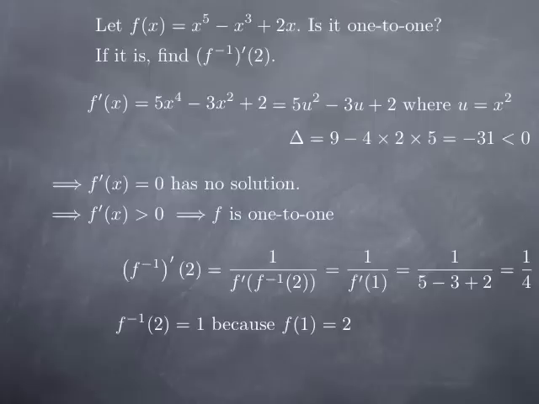But we've already calculated the derivative of f to be 5x to the fourth minus 3x squared plus 2. So I plug x equal 1 in this. I get 5 minus 3, 2, plus 2, 4. So I get the reciprocal of 4, 1/4 for this derivative.